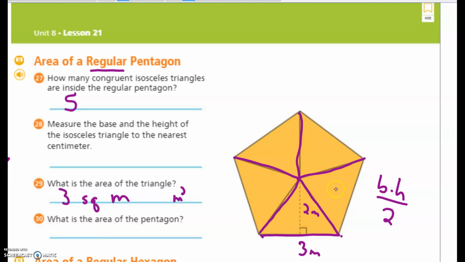Ooh. We'll have to figure out all these other triangles, right? And add them all up. Well, here's the cool thing. Remember, it's a regular pentagon. So all those sides are all going to be the same. And then this height is going to be the same as well. So all those are going to be 3 and 2. So really, once we found the area of this triangle, we know the area of all of these. So if this one is 3, this one's going to be 3, 3, 3, 3. 5 sides, 5 triangles, 5 times 3, 15 square meters.